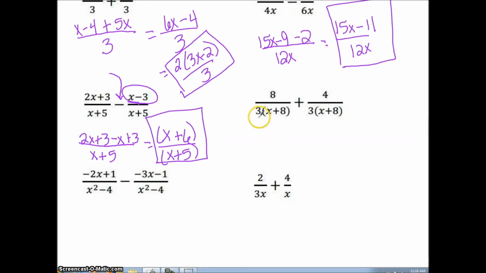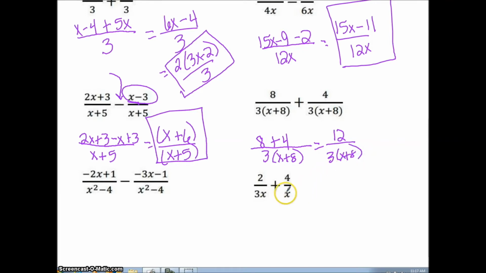Looking at the numbers on the outside, we have a 3 and a 3. That's going to be in your common denominator. This first one has an x plus 8, so you write that down. The second one has an x plus 8. We've already written it down. You don't write it again. So there's nothing missing. There's nothing different about the denominator and the common denominator. So we bring down our 8. Plus, once again, there's nothing different, so we bring down the 4. 8 plus 4 is 12 over 3 times x plus 8.